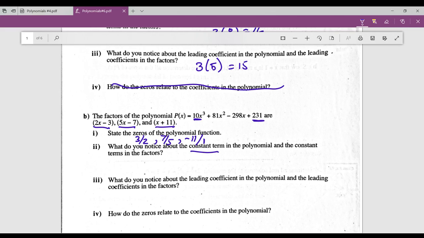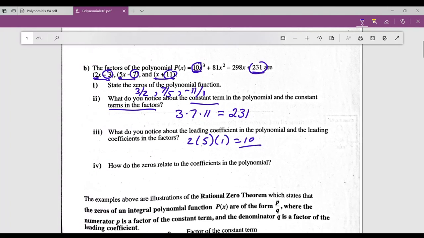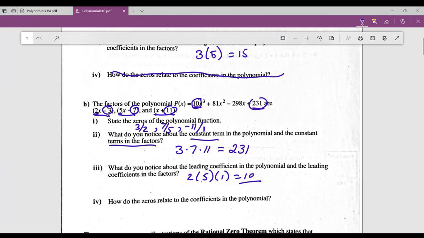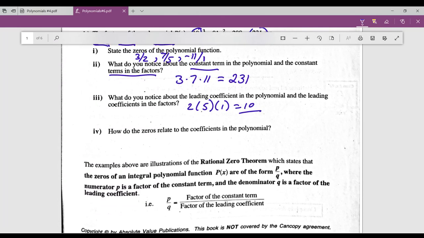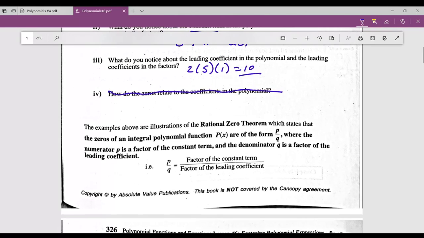What do you notice about the constant term in the polynomial, so 231, and the constant terms of the factors, 3, 7, and 11? Well, if you go 3 times 7 times 11, guess what that equals? 231. And if you look at the leading coefficient and the leading coefficients in the factors 2, 5, and 1, obviously 2 times 5 times 1 is 10. So this leads to what's called the rational zero theorem, which is the whole point of this page.